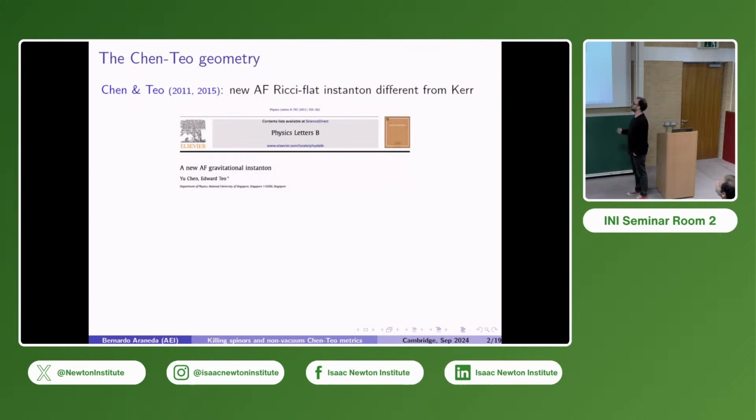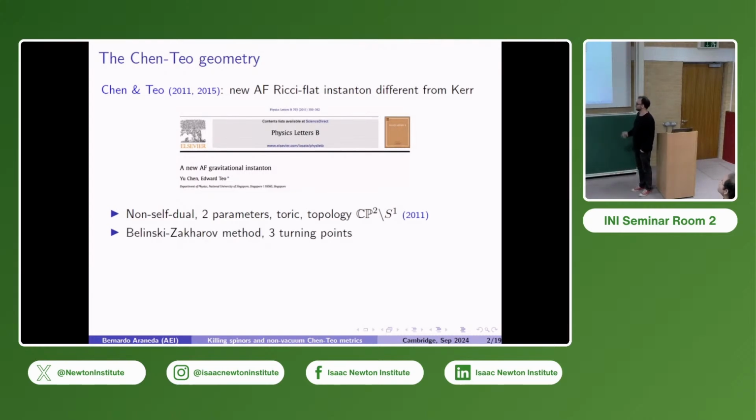In 2011 and 2015, they found a new asymptotically flat instanton that is not in the Kerr family, but is really regular. The solution is non-self-dual, it's non-compact, and it has this topology. It has two parameters and two commuting Killing fields, so this is the toric condition. It was constructed with the Belinski-Sakharov method with 3 turning points, also called the inverse scattering method.